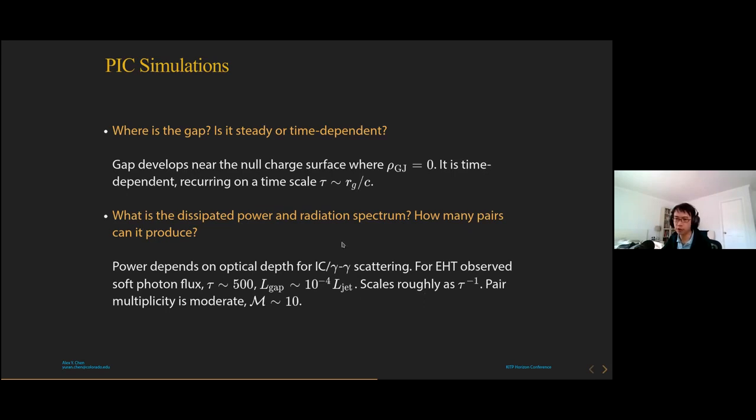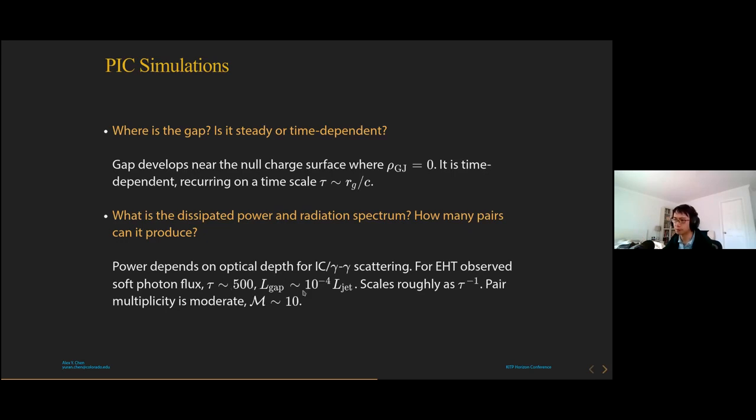What's the dissipated power and spectrum? I'll show the spectrum later, but the power depends pretty much on the optical depth for both inverse Compton and photon-photon pair production. Since both processes happen on the same background photon field, which is the millimeter photon field, they have very, very similar optical depths. So I'm just grouping them together. For EHT-implied soft photon flux, you can estimate an optical depth of about 500.